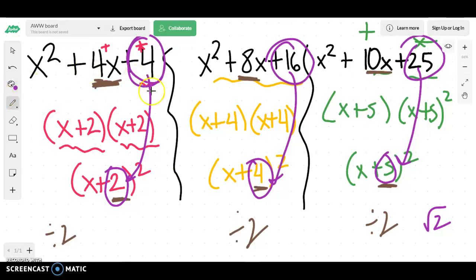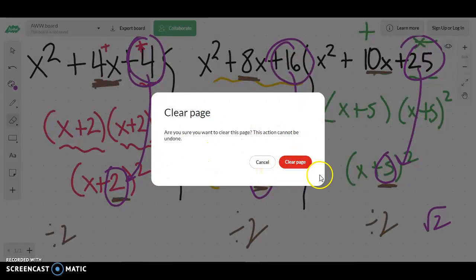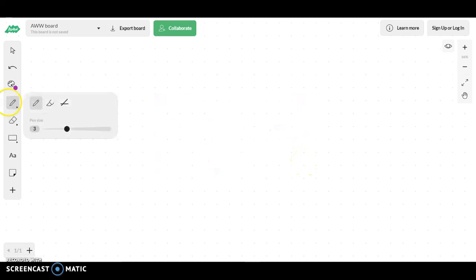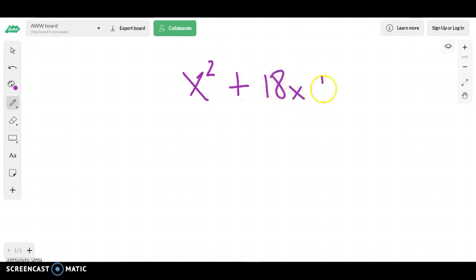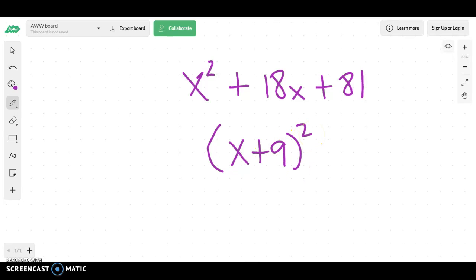So these perfect squares are really, really nice because if I get a problem, let's say I get a problem that looks like this, where I get x squared plus 18x plus 81, I would know that this is x plus 9 squared. Again, because like half of that number, and then if you square that number, it all works out. Okay, so this pattern can be really, really helpful.